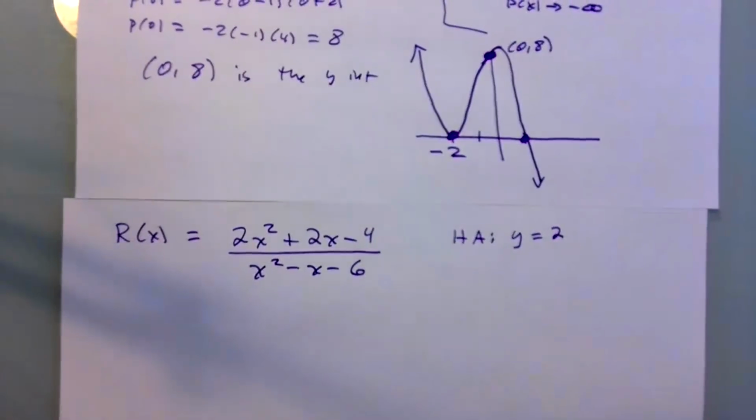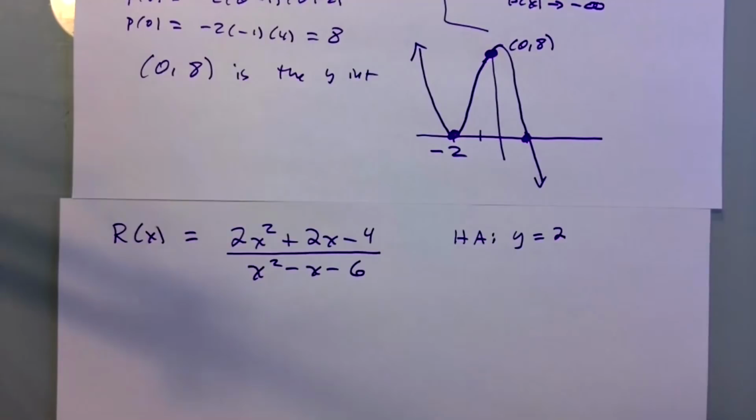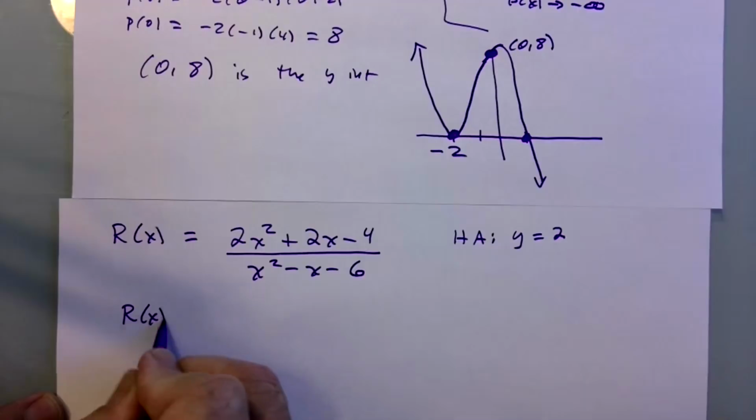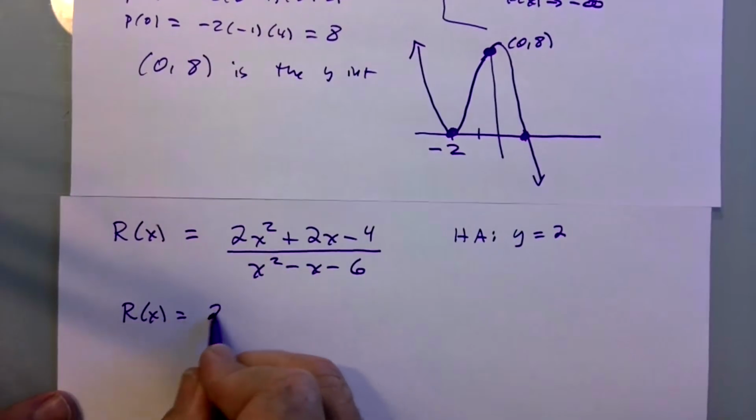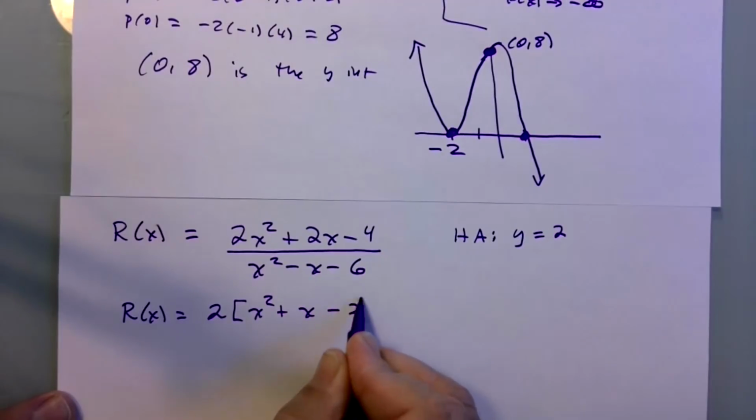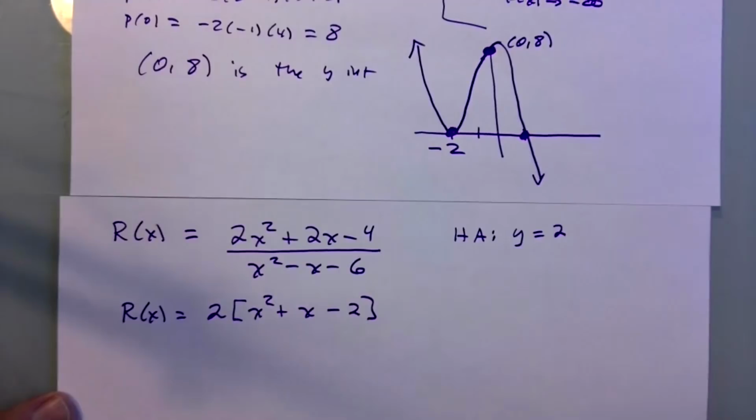Now to get the vertical asymptotes, I'm going to need to do some analysis. So let's go ahead and factor as best we can. So you'll notice I have a 2 everywhere upstairs. Let's factor out the 2. x squared plus x minus 2. And downstairs I have x squared minus x minus 6.